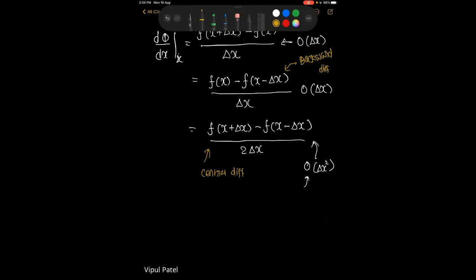So far, if I summarize what we have derived, we have derived three expressions of d phi by dx. The first two expressions are first order accurate, and the third one is second order accurate. With this, I can say that the last one is more accurate as compared to the first two expressions.